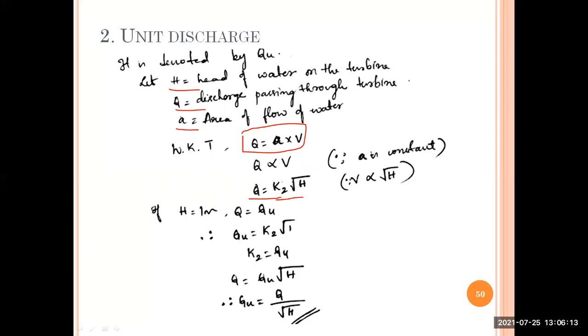And let us substitute that, because we already know V is directly proportional to root H. So according to the definition of unit discharge, when H is equal to 1 meter, Q becomes Qu. So substitute that here, you will get k2 as Qu. So Q is equal to Qu root H, where Qu is equal to Q divided by root H is the equation for unit discharge.